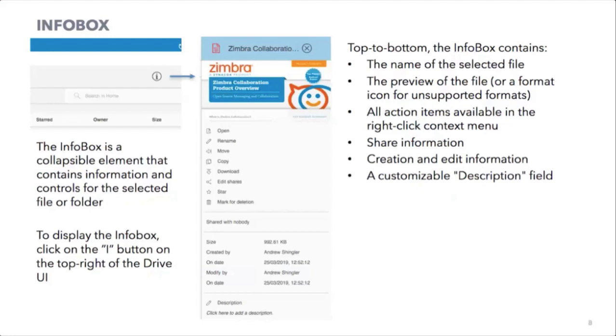You've got the creation and edit information within there as well. So you've got some context in terms of the size of the file, who it's created by, the date it was created and the date it was modified. And then the final field is where you can add a description, so you can put more context around that file by adding a more comprehensive description of what it contains. And as I say, from the open menu, you can either open and it will preview within the web client, or if it were a Word document, it would open it up in Zimbra Docs, for instance.